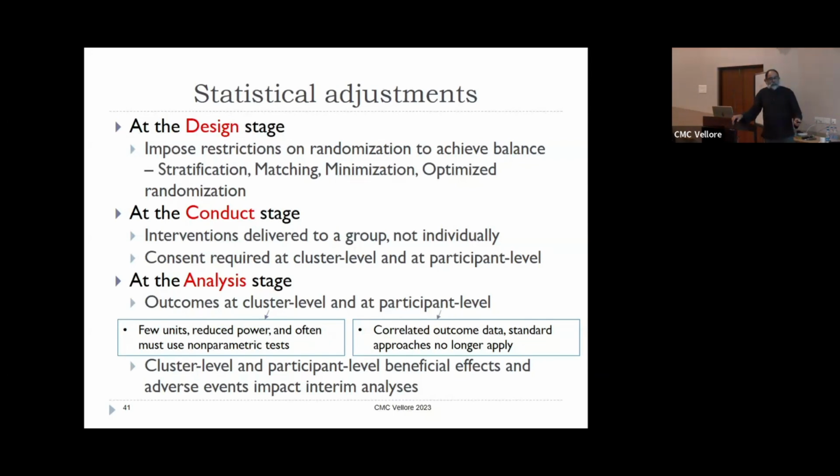If I do it at the participant level, instead of having the 37 beauty salons, I have 1,100 women. I have more observations, but they're correlated. And then I have to adjust for the correlation. So standard approaches no longer apply. And I have to call a statistician. That's why we're here to help when these things happen.